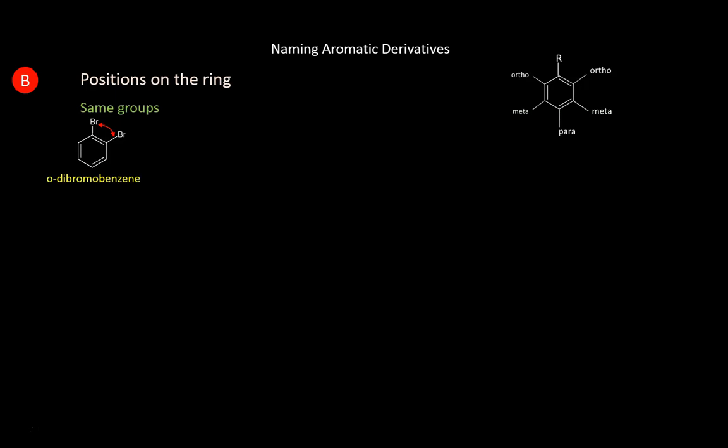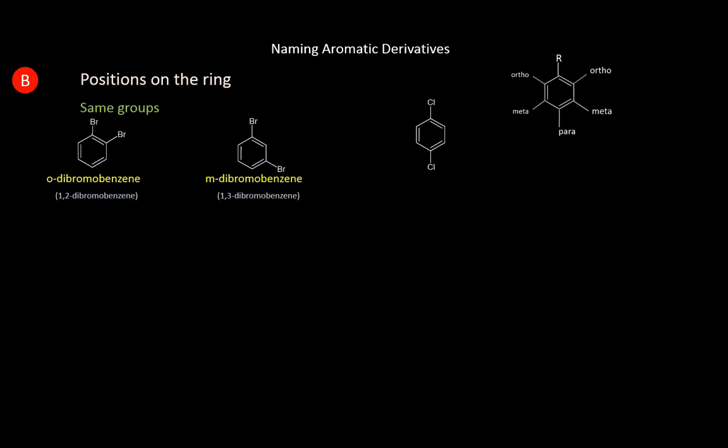ortho-dibromobenzene. Ortho for the relative positions, and the prefix di to indicate the two bromines. This could also be called 1,2-dibromobenzene. If you see it in this position, you recognize that it is also ortho-dibromobenzene. In the next one, you can see that this would be the meta-dibromobenzene, or 1,3-dibromobenzene. It could also be shown this way.